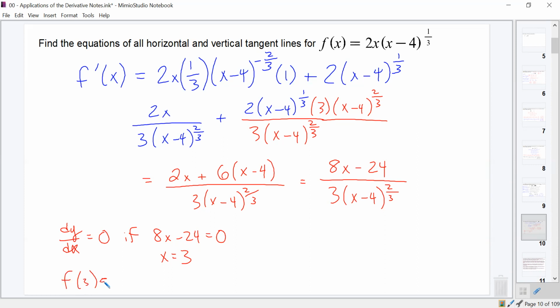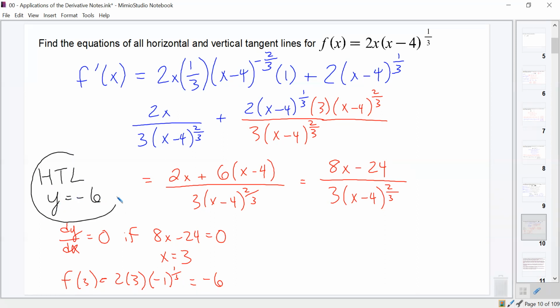F of 3 is just 2 times 3 times (3 minus 4), which is negative 1, to the 1/3 power. And that's 6 times the cube root of negative 1, or negative 6. So we have a horizontal tangent line of y equals negative 6. And it occurs at an x value of 3.